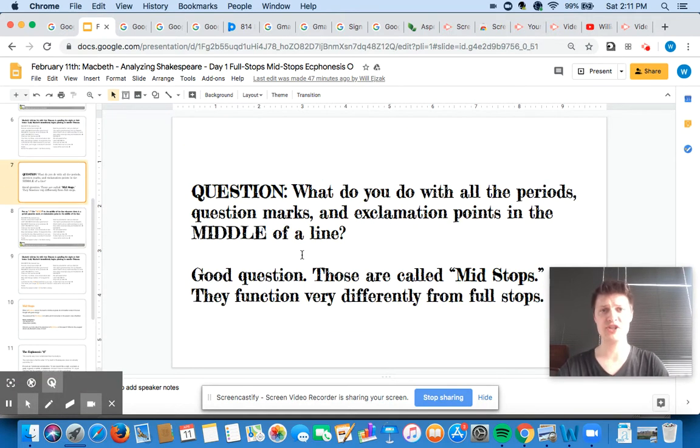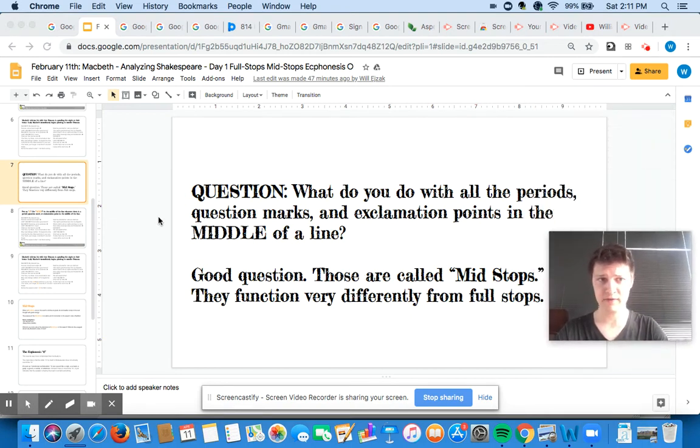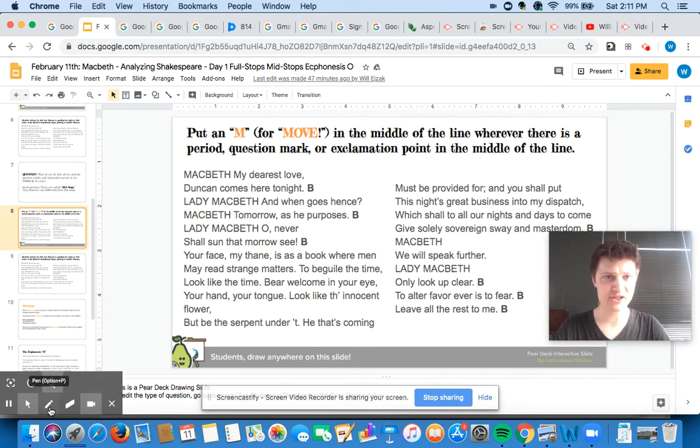A mid-stop answers this question. So you may be wondering at this point, what do you do with all the periods, question marks, and exclamation points that come in the middle of a line? That is a good question. These are called mid-stops, and they function very differently from full stops. So I'm going to pull up this exact same passage, and the question is, where do the mid-stops come?